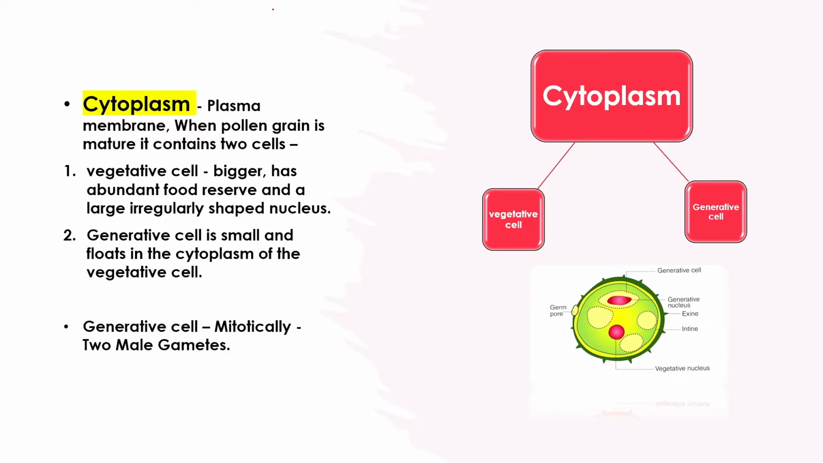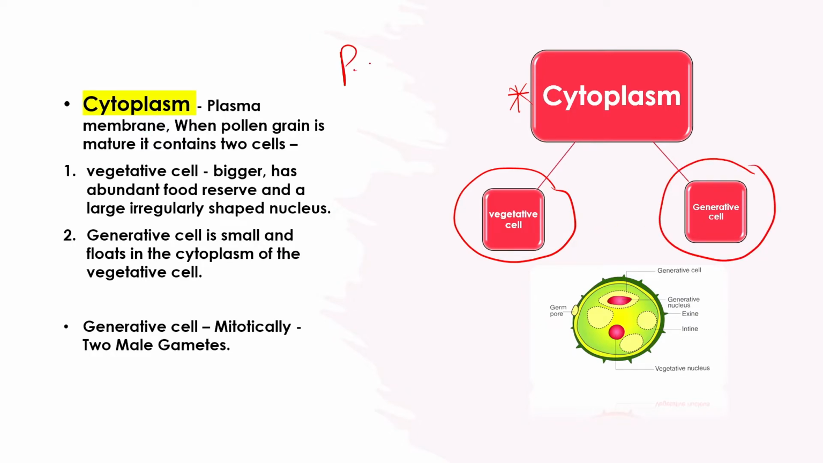Now let us understand the composition of the cytoplasm inside the pollen grain. The cytoplasm of the pollen grain consists of two cells. One is the vegetative cell, the next is the generative cell. Once the pollen grain gets mature, it is converted into two cells. Let us first talk about the vegetative cell, and then move to the generative cell afterwards.